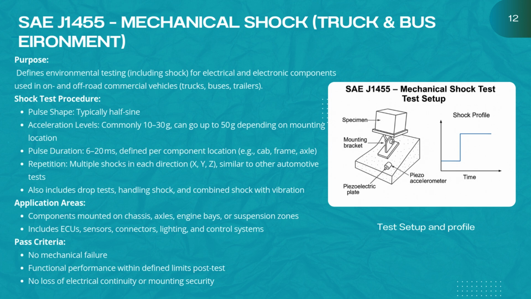This test also considers drop shocks, handling impacts, and can be combined with vibration testing for more realistic scenarios. It's mainly used for chassis-mounted components, engine bay electronics, suspension and frame-mounted devices, including ECUs, sensors, lights, and connectors. To pass the test, the part must show no mechanical failure, function normally within its performance limits, and have no loss of electrical continuity or mounting integrity. On the right, you can see the typical test setup and the simple shock profile used to evaluate system performance after impact.